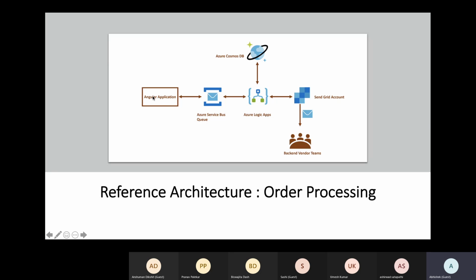So what are the steps? Your Angular application will ingest your request into the Service Bus queue, and your Logic App will pick up the items from the Service Bus queue. And definitely we need a database for our process, for data and all. Then it will send your request to the SendGrid account. The SendGrid account will trigger a mail to the backend vendor with all the request details. So that is what the order processing module does.